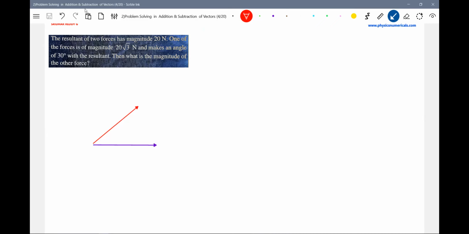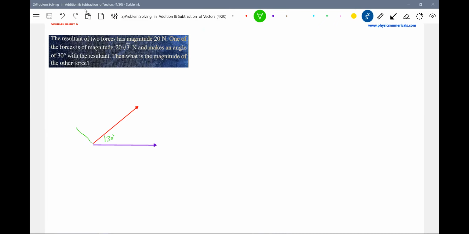And makes an angle 30 degree with the resultant. So the 30 degree is here. Look at this one. Then what is the magnitude of the other force? Where can the other force be? The other force can make any angle, no? Here the other force is what?